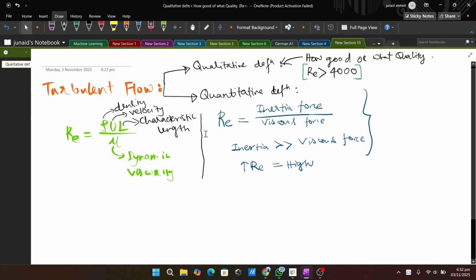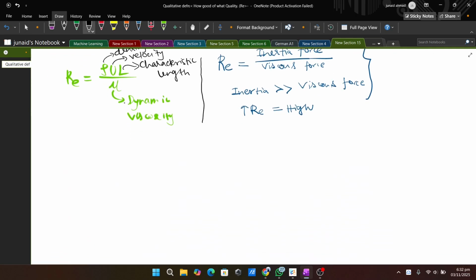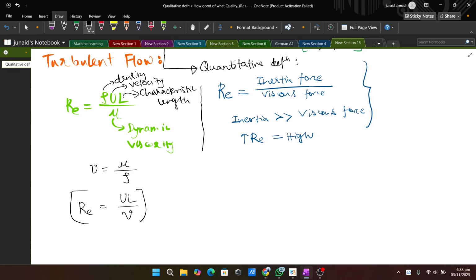All right, and we also know that this is dynamic viscosity. There is another type of viscosity that is called kinematic viscosity, and we denote it with the symbol nu. And this nu is basically nothing but dynamic viscosity over the density. So if we now replace mu over rho with nu in the equation of the Reynolds number, what we end up getting is Re equals UL over nu, the kinematic viscosity. So this is also an equation of the Reynolds number.